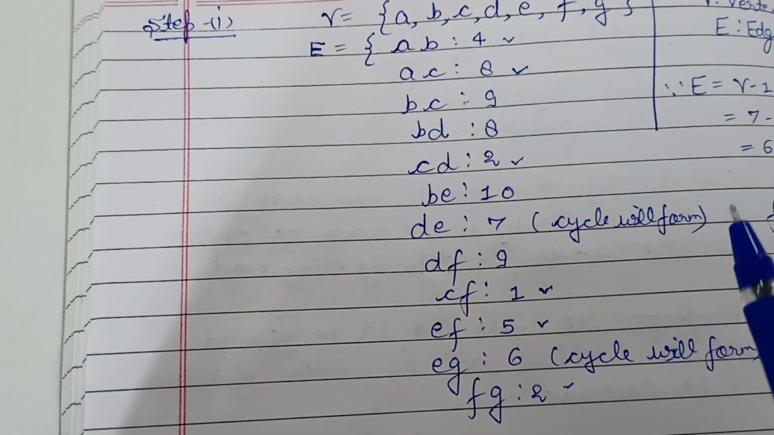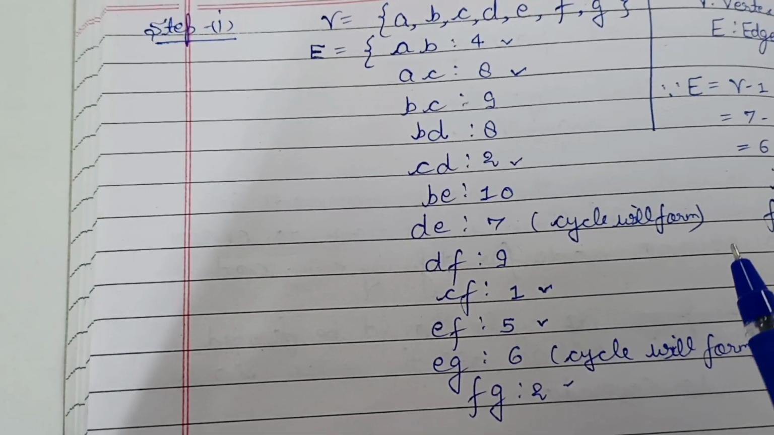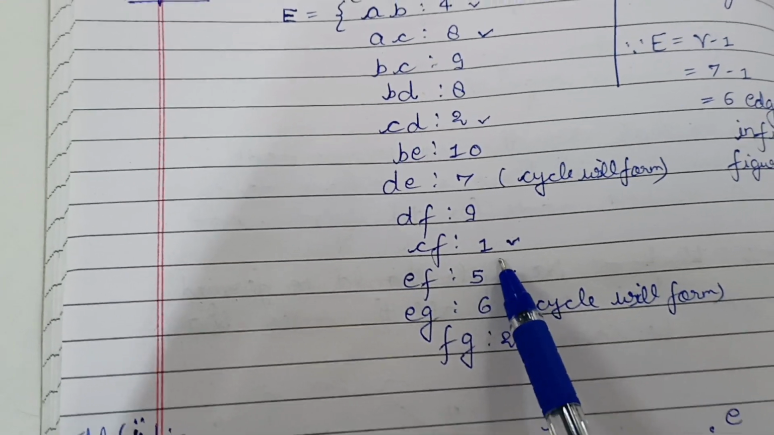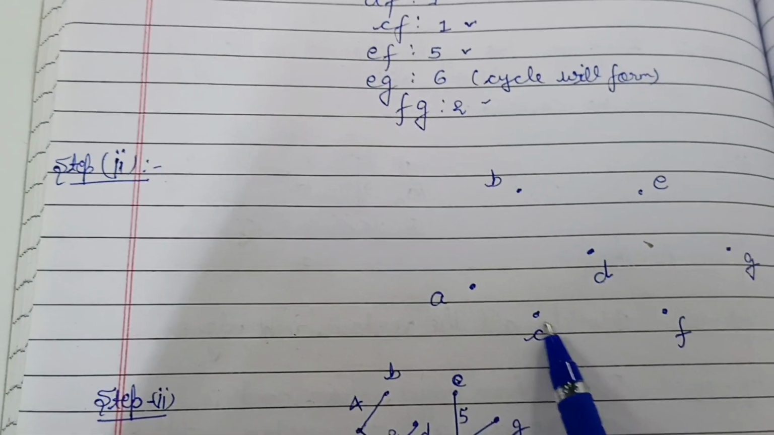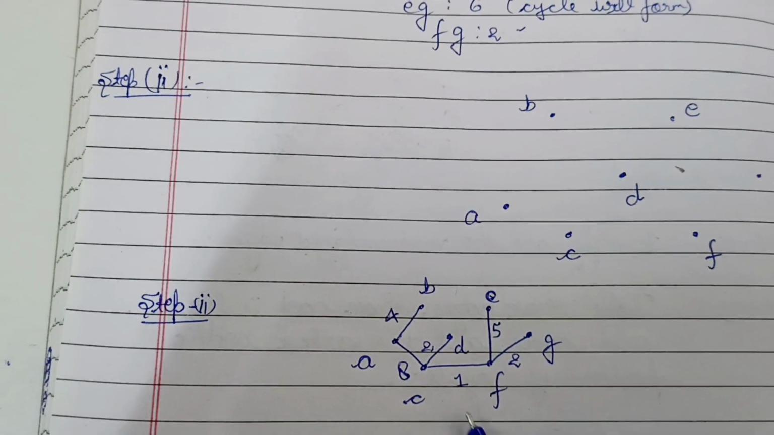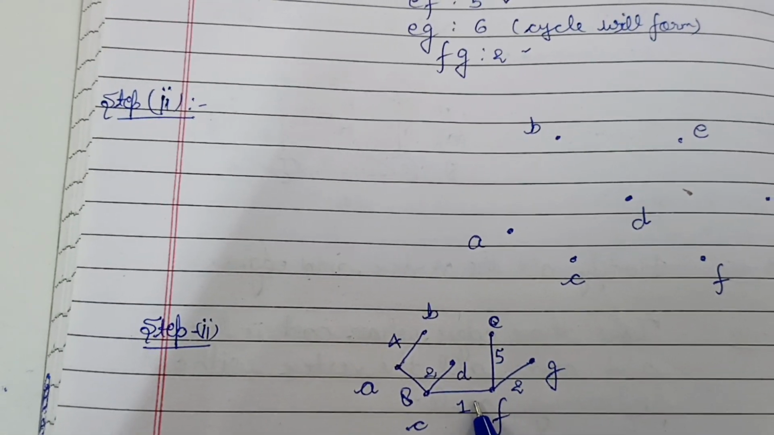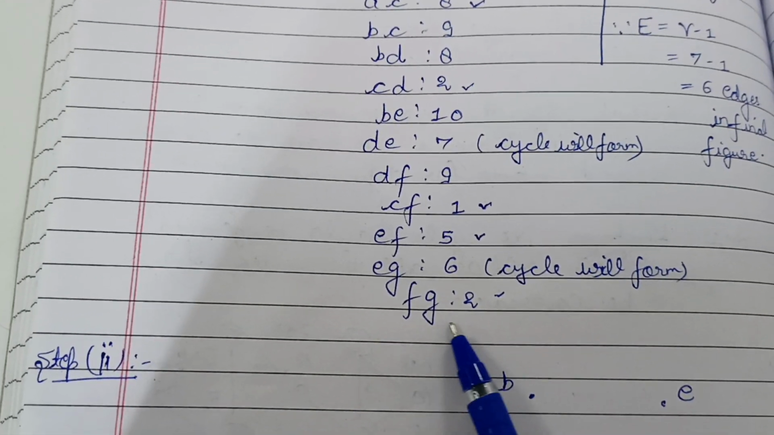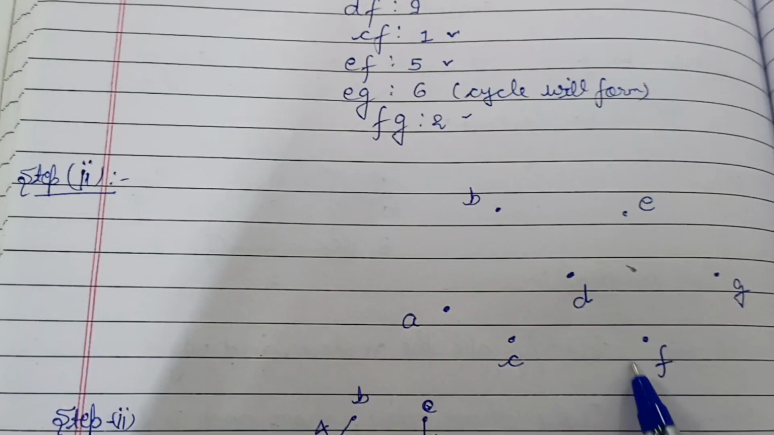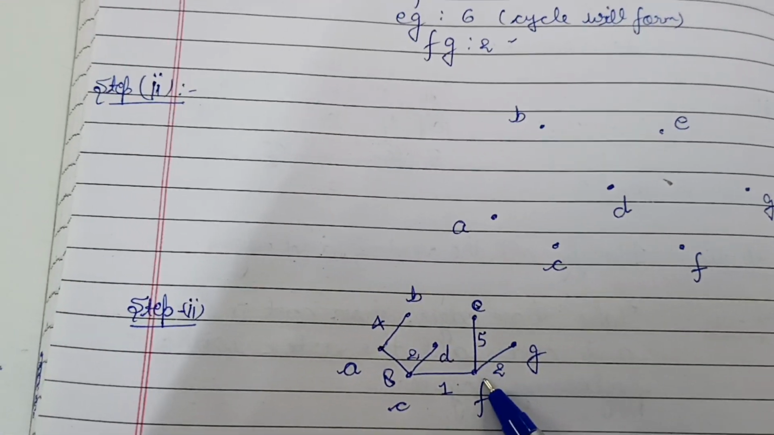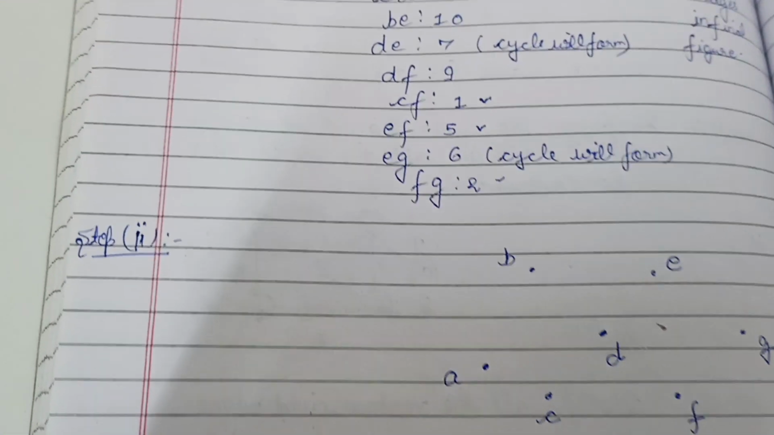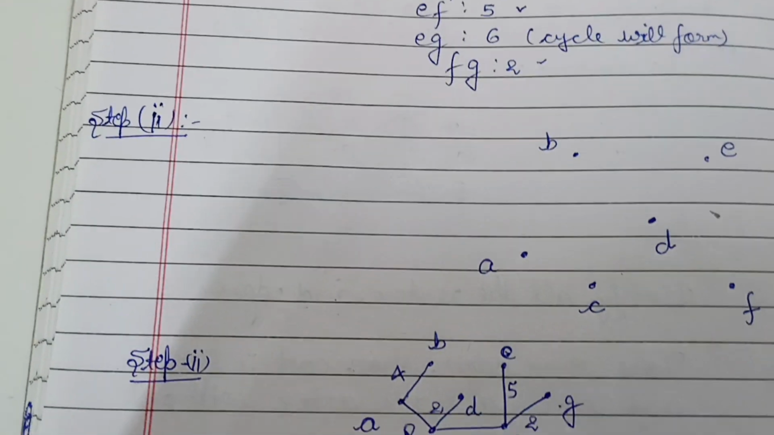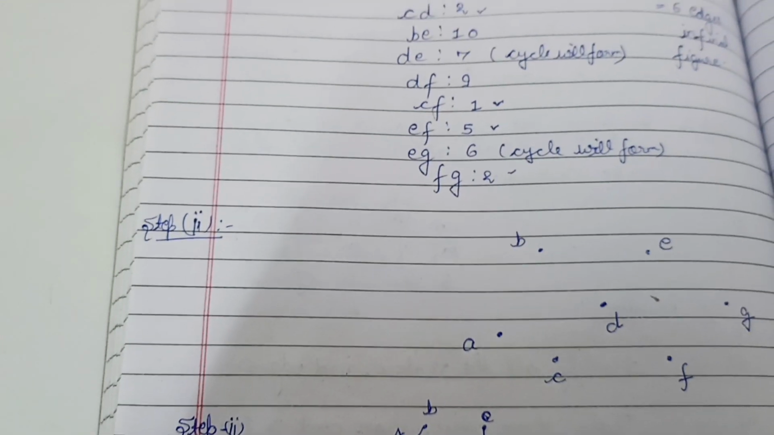Now, as I told you, find the edges that have minimum cost. Here we can see CF is 1, the minimum cost. So in that figure we use CF, minimum cost 1. We draw it like that. After 1, FG has 2, so F and G have 2. After that, CD also has 2, so we use CD 2.